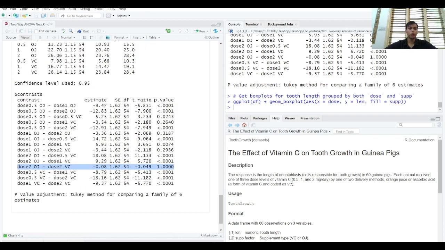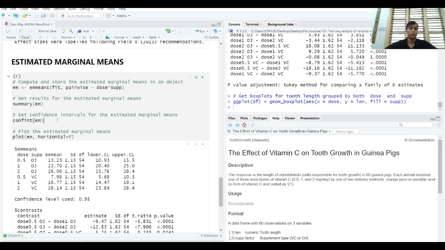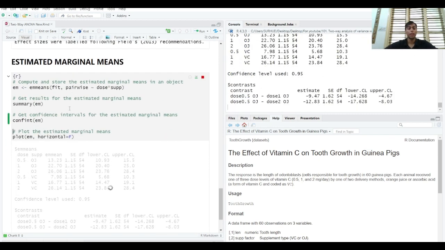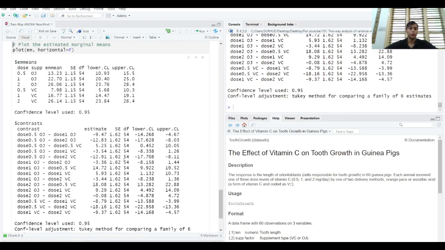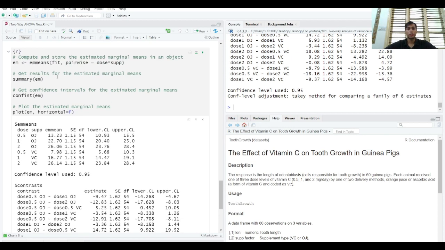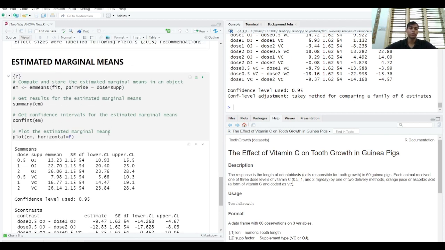Now, if we want confidence intervals for these estimated marginal mean differences, mind you that the estimate stands for the differences in estimated marginal means between 0.5 and 1 and so on and so forth. We need to run a separate line of code, confint of em. The summary does not provide us with confidence intervals. To get confidence intervals, however, we don't get p-values here, which we got when we ran the summary function.